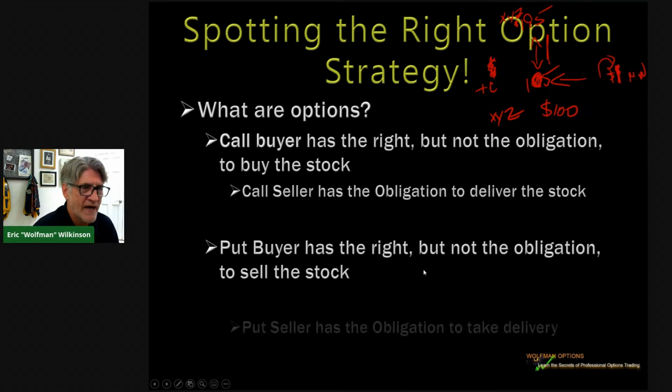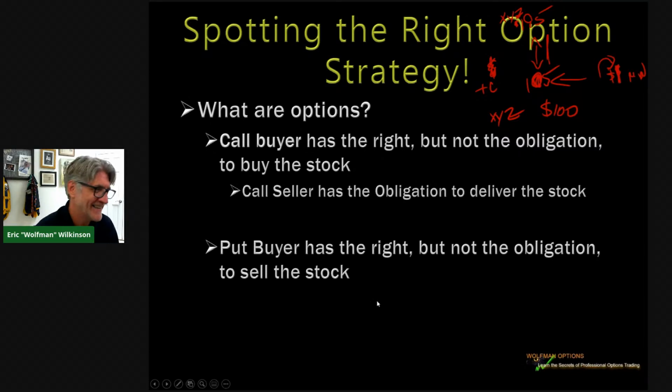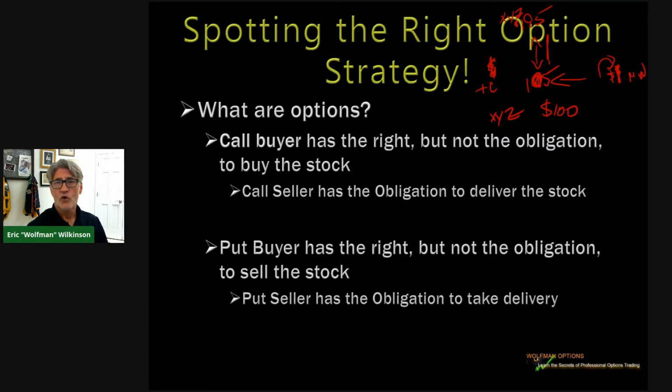Now, the put buyer has the right, but not the obligation, to sell the stock. If I buy a put, you can think of it as insurance for the downside. It means I have the right to give you my stock. You have to buy it from me at whatever level, all right? And the seller of the put has to buy the stock at that level, or take delivery. So when you're selling puts, just know, hey, I'm willing to get long here. Or if you're short calls, you're thinking, I'm willing to get out of my stock or get short here, all right?